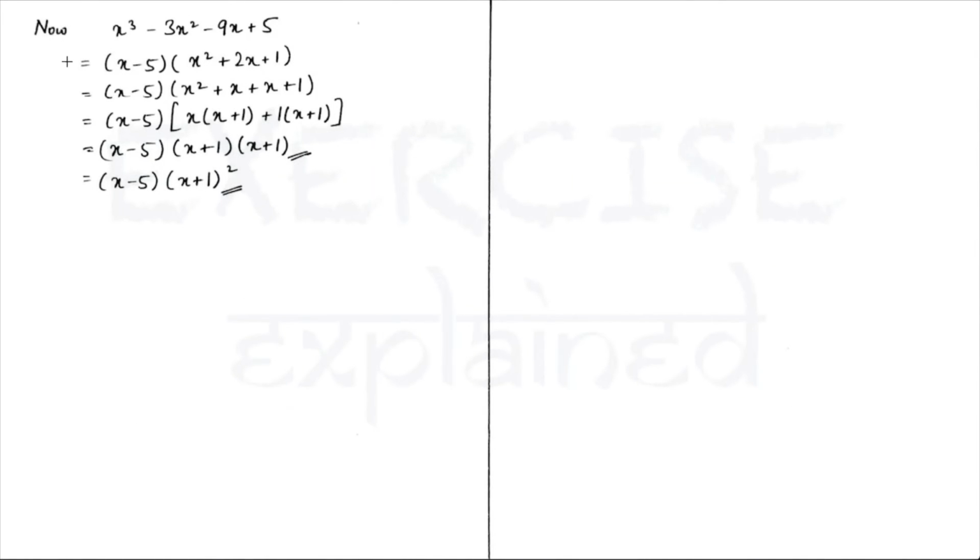You can see I've written x cube minus 3x square minus 9x plus 5 as x minus 5 into x square plus 2x plus 1. So x square plus 2x plus 1 can be written with 2x split as x plus x, and here what we have is x minus 5 into x square plus x plus x plus 1.